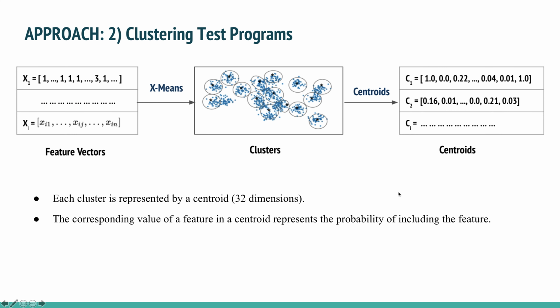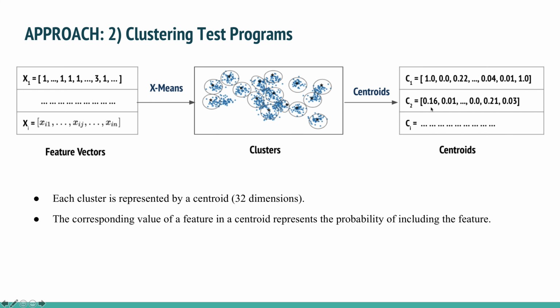At step 2, clustering test programs, we use the X-means clustering algorithm, which estimates the optimal number of clusters in the underlying distribution of data. Each cluster is represented by a centroid that has a minimum distance to the data points of the cluster. Since the normalized feature vector contains values in the range of 0 to 1, the values in the centroid would be in the range of 0 to 1 as well.